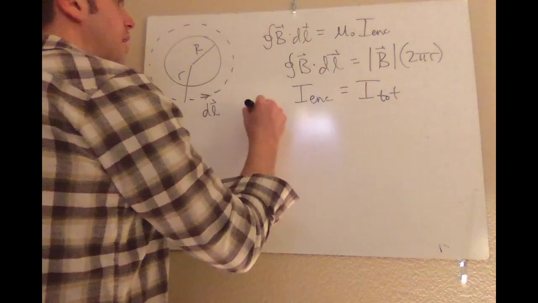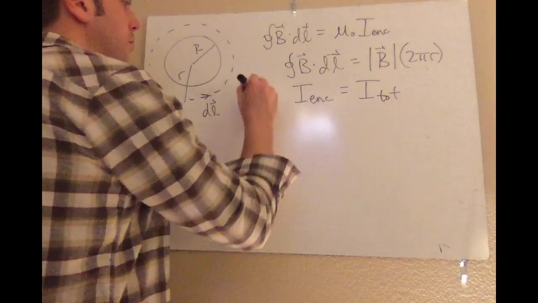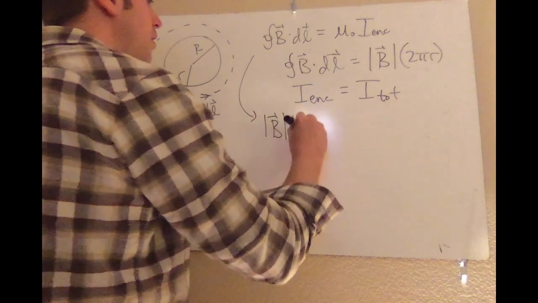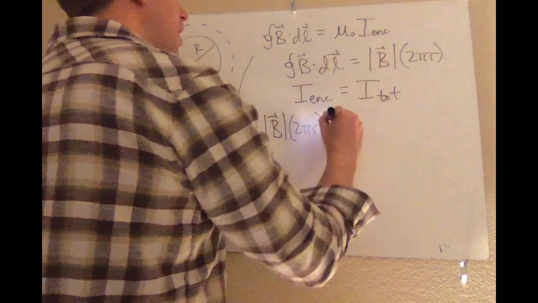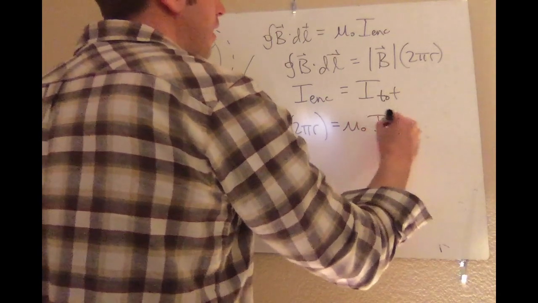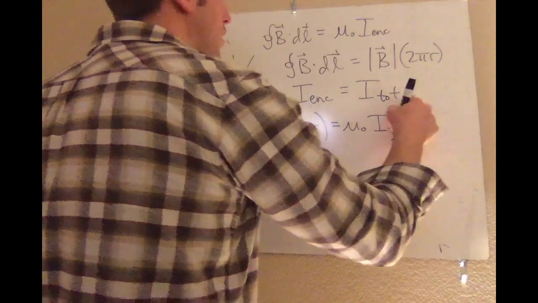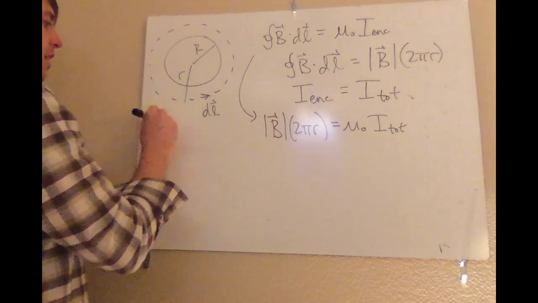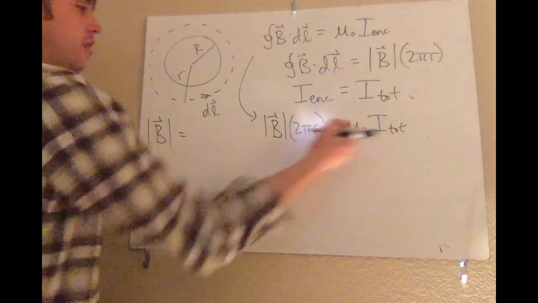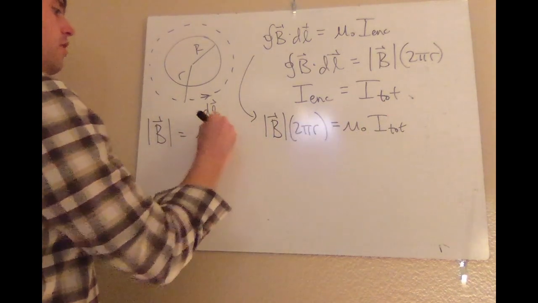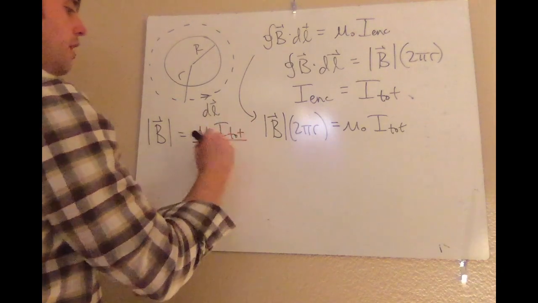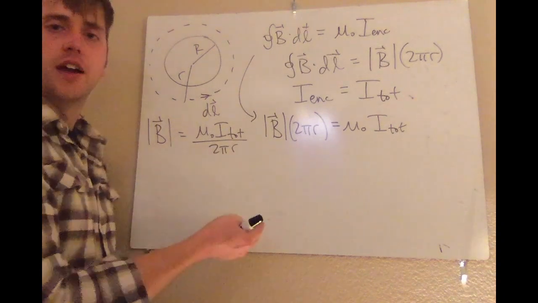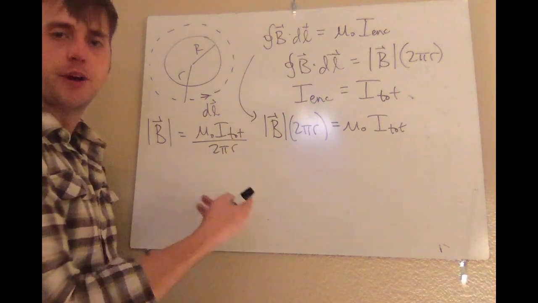Well, if we work that out, B dot dl becomes magnitude B times 2 pi r, and then we have equals mu naught times I enclosed, which is just the total current. All right, so what do we get here? We get the magnitude of B is equal to, divide out 2 pi r, mu naught times I total divided by 2 pi r. So basically, it just looks like any other wire as long as you're outside. It's given by mu naught I over 2 pi r.